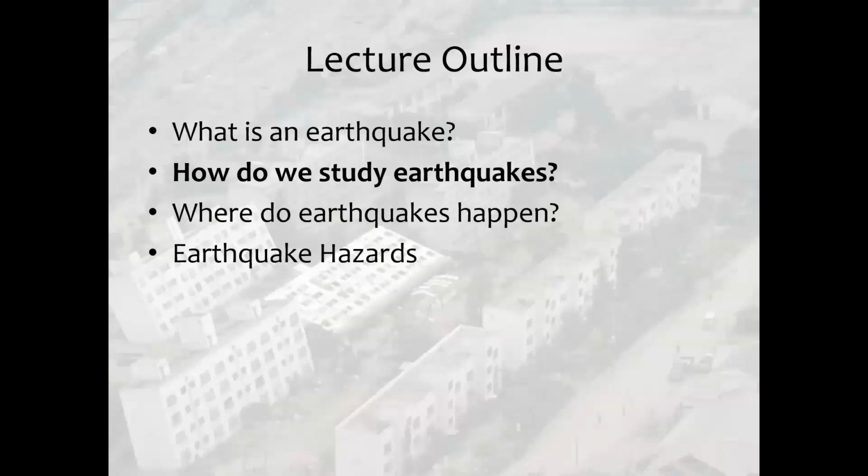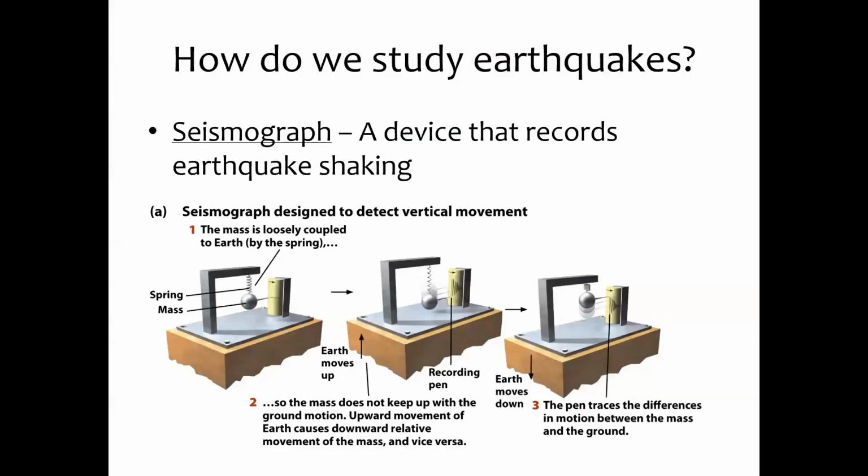Okay, next, let's talk about how we study earthquakes. The machine that we use to study an earthquake and to record its motion and the amount of shaking is called a seismograph. A seismograph consists of a seismometer, which is the actual unit that measures the shaking, and then a way of recording a seismogram, which is the graphical representation of the shaking.